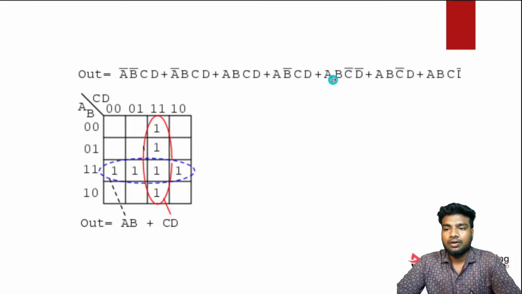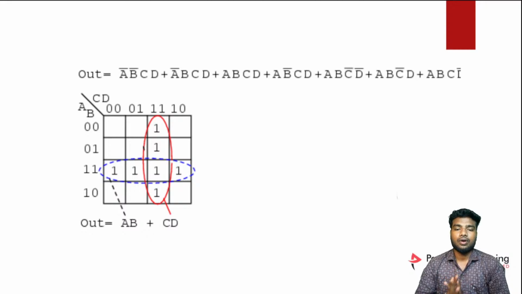Then a b c bar d: I take this row and then c bar d, so I put 1 here. Then a b c d bar, I put 1 here. So I just give 1 based on my equation on the K-map table.